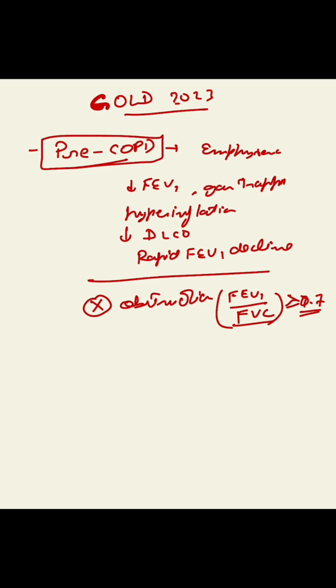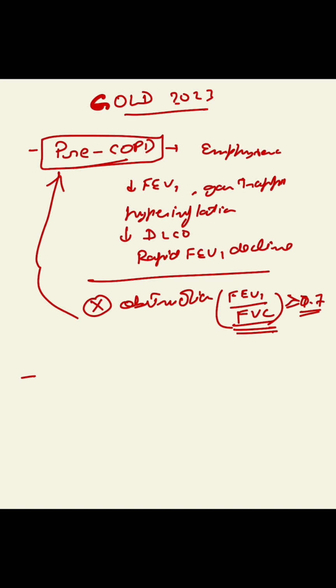So pre-COPD patients are those who have some structural changes in the lungs like emphysema, or decreased FEV1, gas trapping, hyperinflation, decreased diffusion capacity, or rapid FEV1 decline. But the basic requirement is that the FEV1 by FVC ratio has to be greater than or equal to 0.7. These kinds of patients have been termed as pre-COPD patients, right?